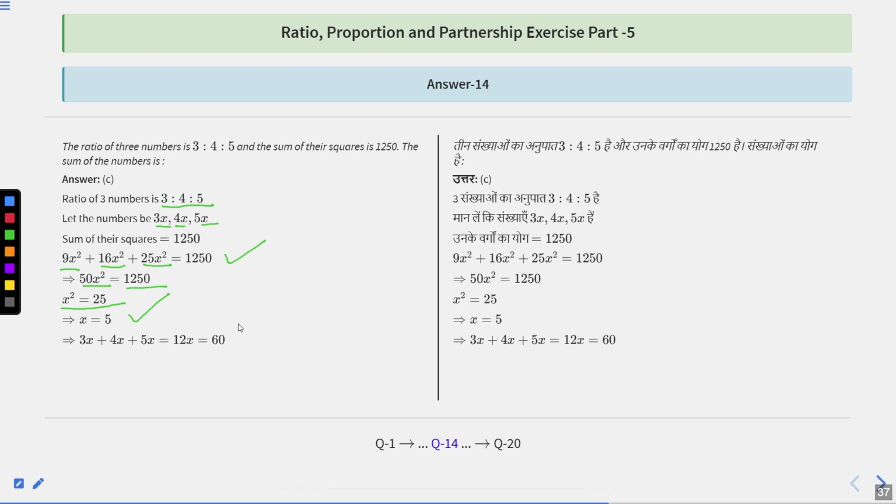The question is asking what is the sum of the numbers. The numbers are 3x, 4x and 5x, which becomes 12x. And we put the value of x equals 5. It becomes 60. So C is the correct answer. Next one.